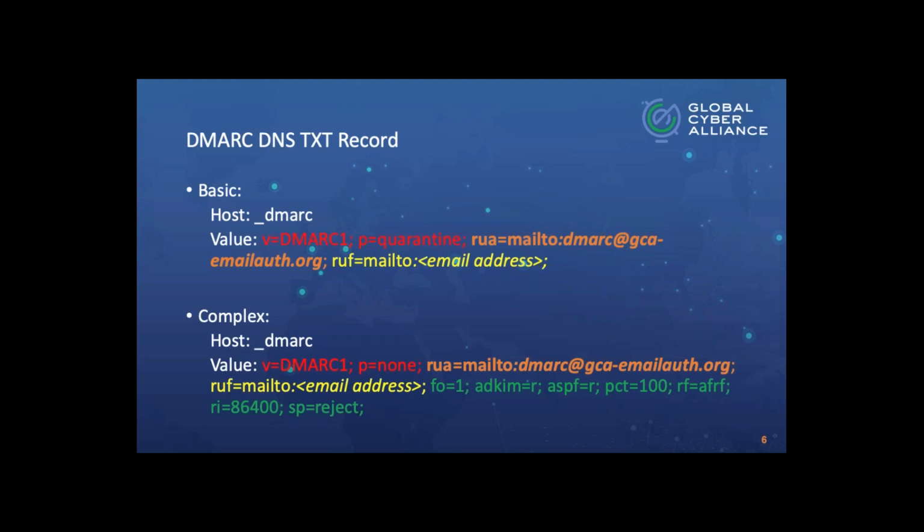Because remember, RUA equals mailto: the first email address, comma, mailto: the second one, mailto: and then you could put DMARC@GCA-emailauth.org. So put us last if you want to send us reports for takedown purposes. We're still in a pilot phase because we're looking to see what the viability of this is. Will it actually work? Is it something that is going to be useful and good for the greater global good?